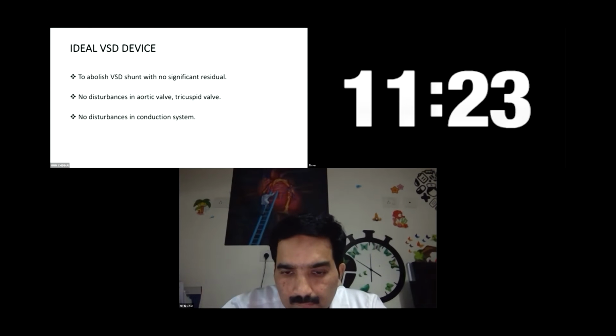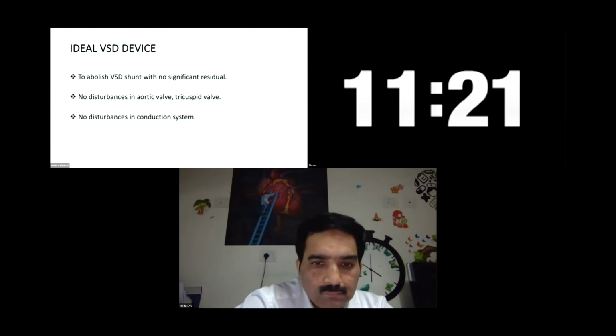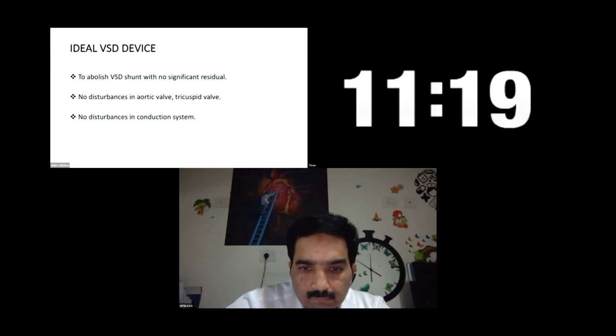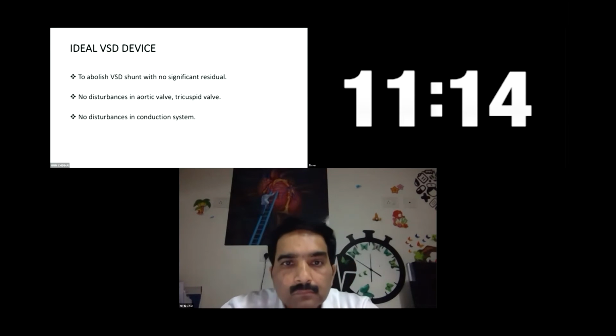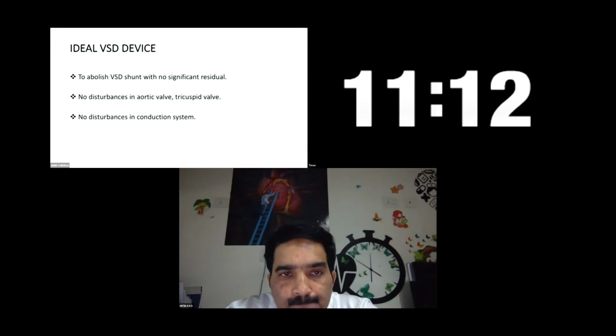So what is the ideal VSD device? It should abolish the shunt without any significant residual, and there should not be any disturbances in the aortic and tricuspid valve, and most importantly, there should be no disturbances in the conduction system. Because this is the one problem we have to address in the long term.